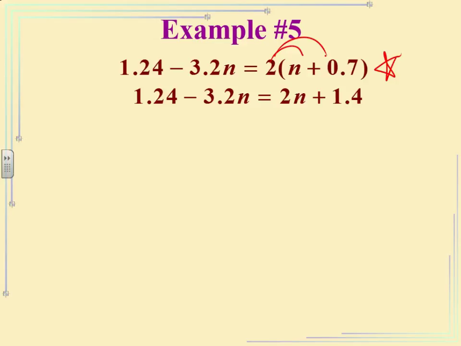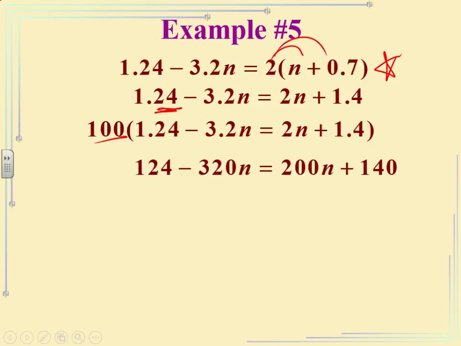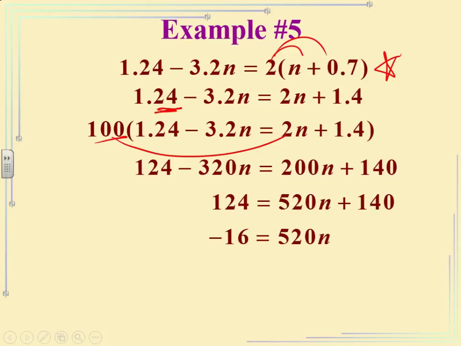Distribute first. Again, you have to do 2 times 0.7, which is 1.4. Now we multiply through by 100 because this one went out to the hundredths place. Everything gets multiplied by 100, giving us what you see here. Don't forget to do it by 2 as well. Start solving for n and isolating n, n equals -2 over 65.